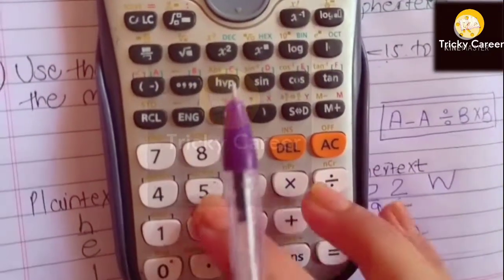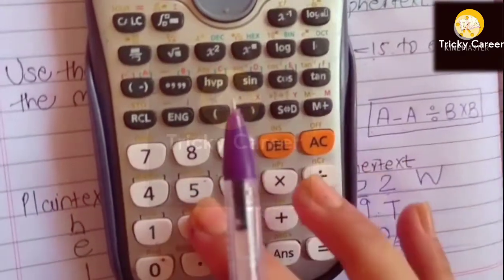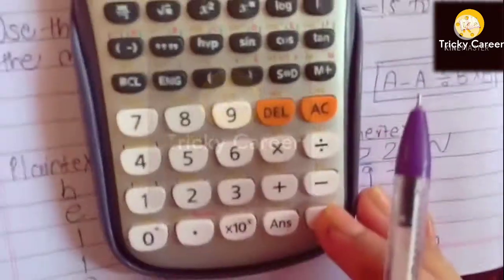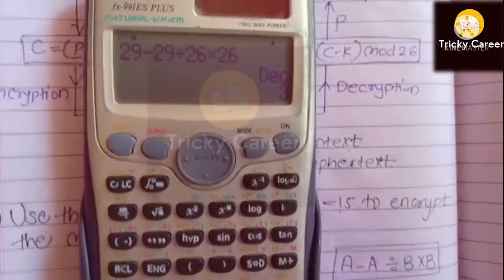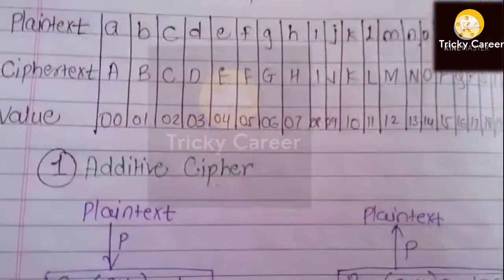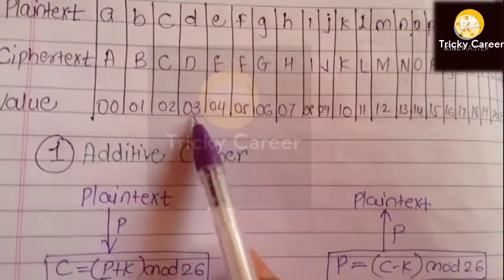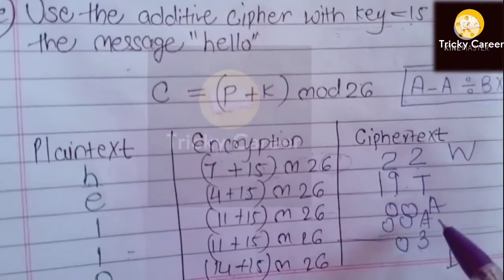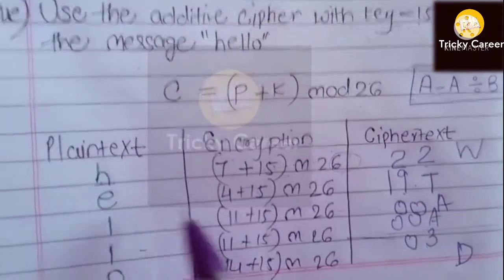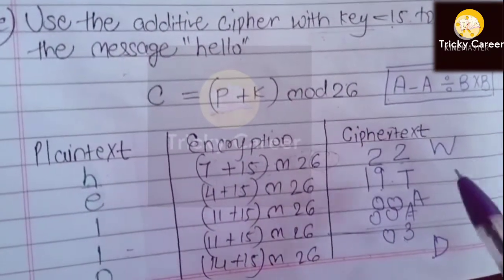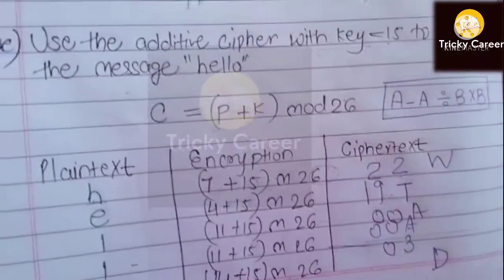29 minus 29 divided by 26 multiplied by 26, and press equals, and you are getting the answer 3. And 3 represents what? Letter D. So we are getting the ciphertext as WTAAD. This is the plaintext, and we are getting the ciphertext as WTAAD.